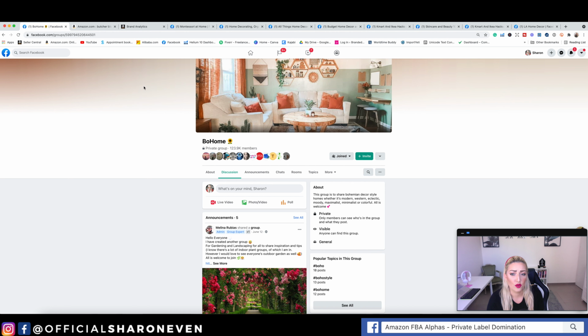This is one group called Bohome. Right now, this isn't strictly just American. This isn't strictly just Canadian or Australian or whatever. It's worldwide. You can see there's 120,000 people in this group. Some of these groups you'll see I've strategically gone after Australian and New Zealand groups, and I'll explain why later. But for this specific group, it's called Bohome, and it's for boho decor.